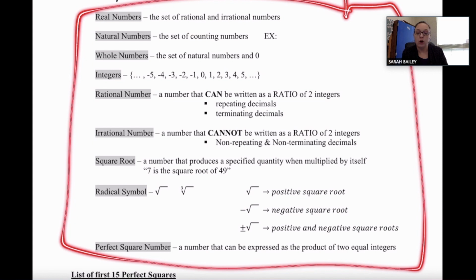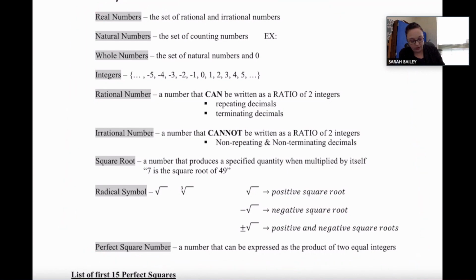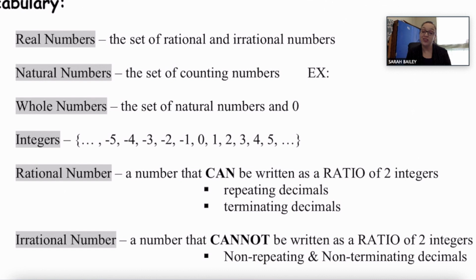Natural numbers are known as your set of counting numbers. For example, and I want you to write this in, the counting numbers. When you first learned how to count, what's the first number you started off saying? 1, 2, 3, 4, and so on. So that's your natural numbers, also referred to as counting numbers. Now, whole numbers are your natural numbers, the ones we just talked about, plus 0. So all natural numbers are also considered whole numbers.